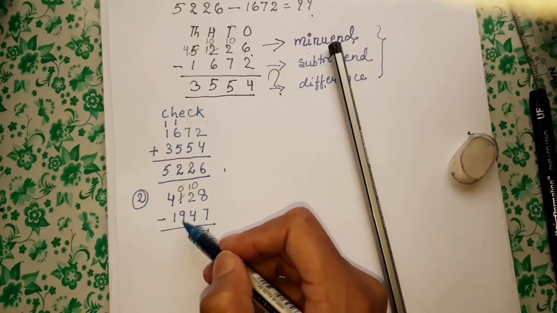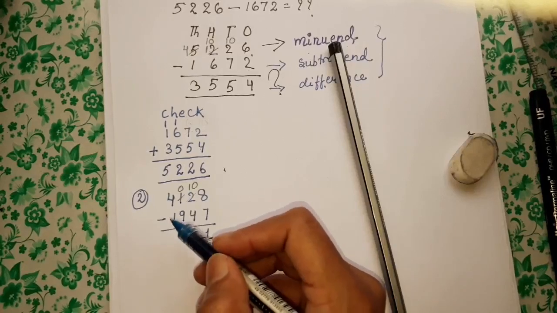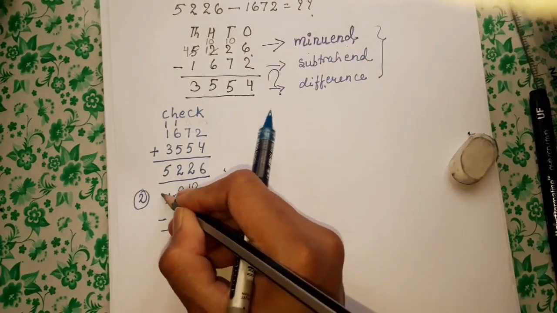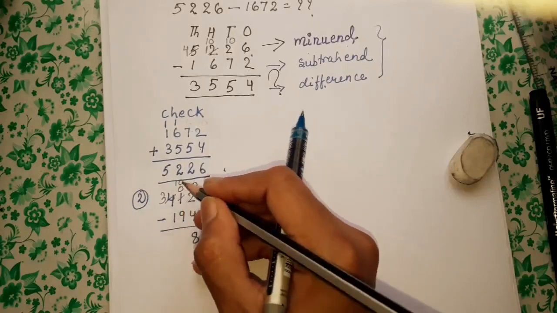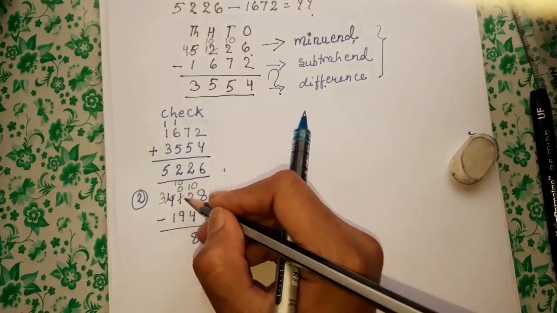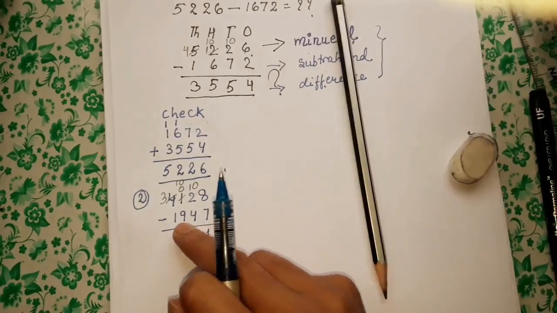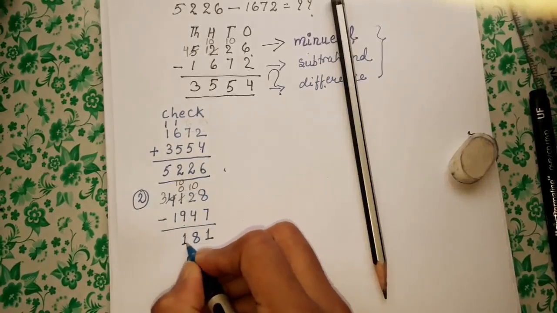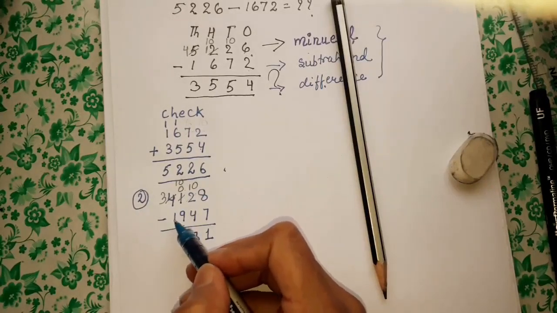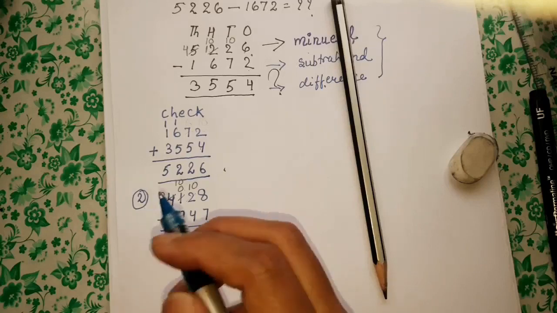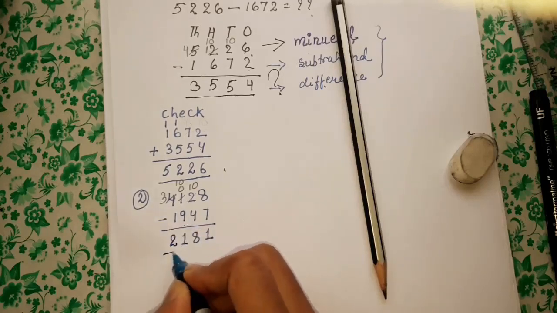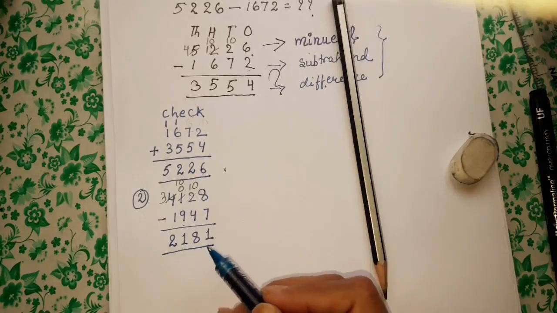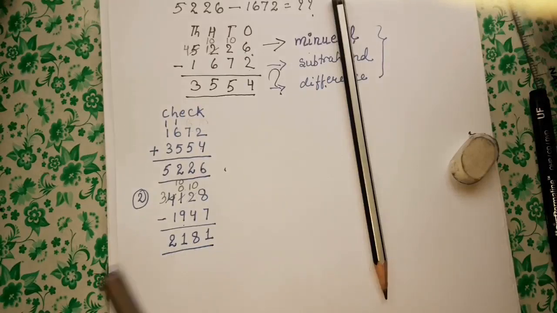Here again, 9. We cannot subtract from 0. So what do we have to do again? Again we have to take borrow. Here 4 becomes 3 and 10. 10 plus 0, 10 we have. Now what do we have to do? We have to subtract 9 from 10. When we subtract 9 from 10, we get 1. And here at last, when we subtract 1 from 3, we get 2. Our obtained difference is 2181. So what's our next step?